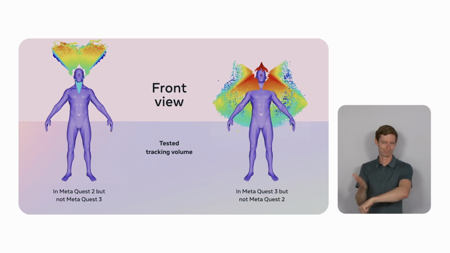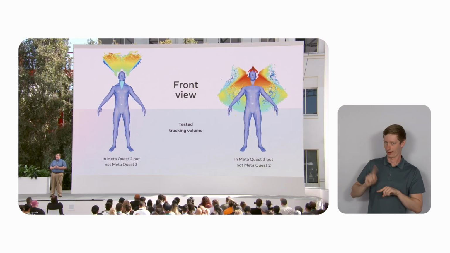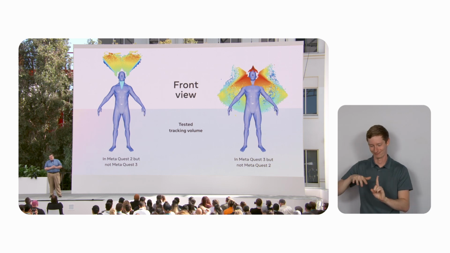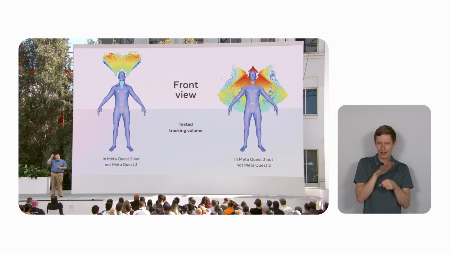However, the Quest 3 image shows bigger improvements. There's a large volume of space to each side of the user where controllers couldn't be seen before, but now can be seen. There's even a location that used to be a blind spot close to the headset above the head that now gets some coverage.